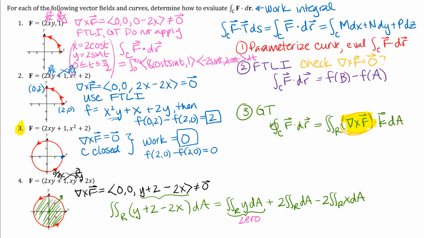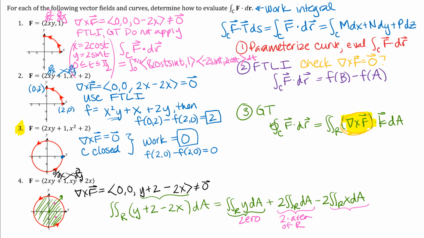This second integral is 2 times the area of the region R, so I can write that down pretty easily. And the third integral is minus 2 times this integral of x over the region R. And for the same reason that the first integral is 0, this one will be 0.